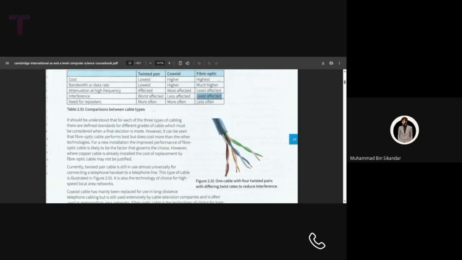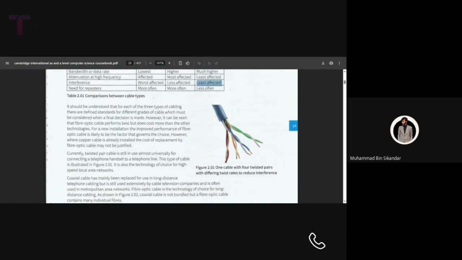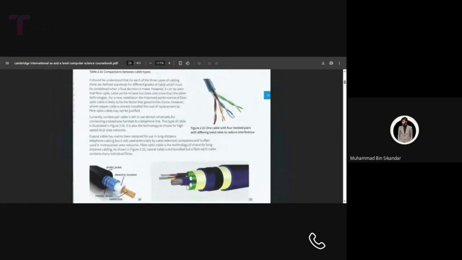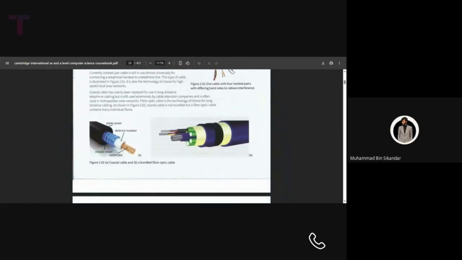Need for repeaters means I need to repeat the signal or not. In twisted pair, I need to repeat the signal because there can be interferences. Coaxial, the same case, but in fiber optic, I don't need to repeat the signal because it will transfer on its own. Have you understood it? This is the coaxial cable that I wanted to show you.